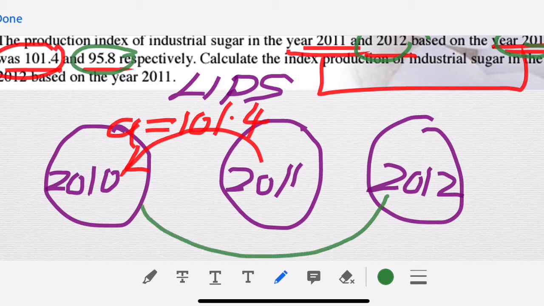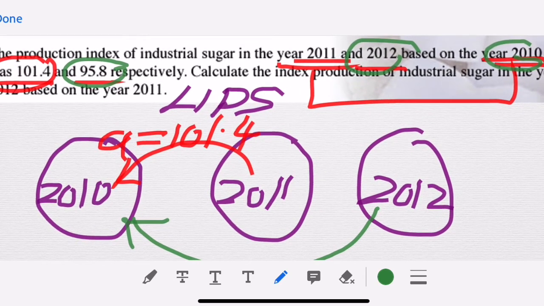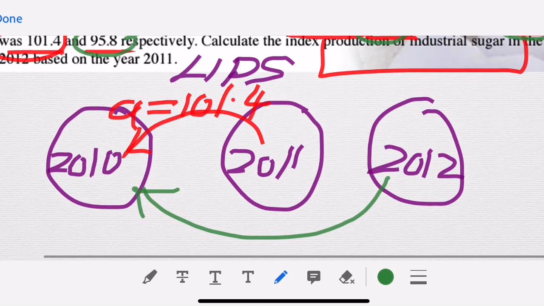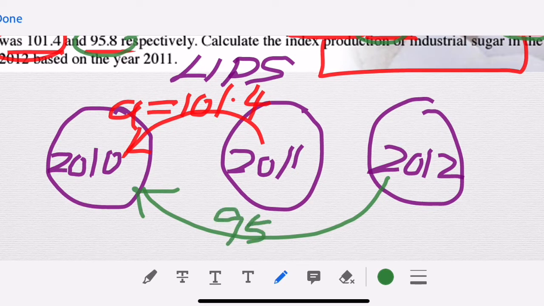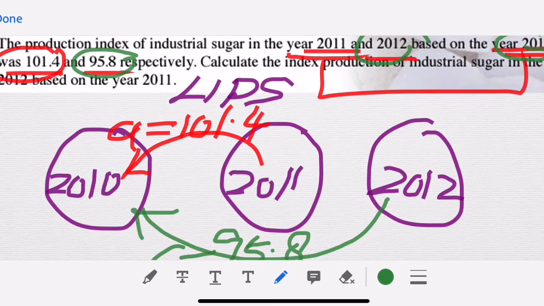So be careful when you do this. 2012 based on 2010 is 95.8. This is C, you know. Label accordingly. Make sure you label correctly, if not, you will get the wrong answer. Alright, so now I'm going to label another one, which is 2012 based on the year 2011.